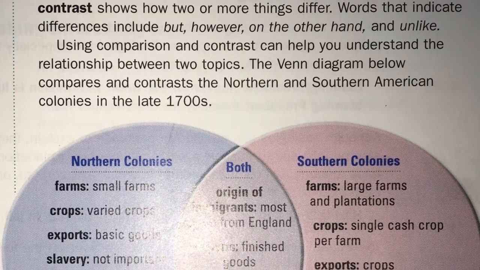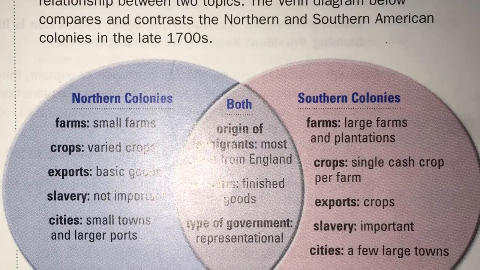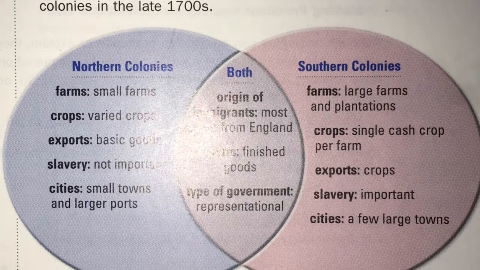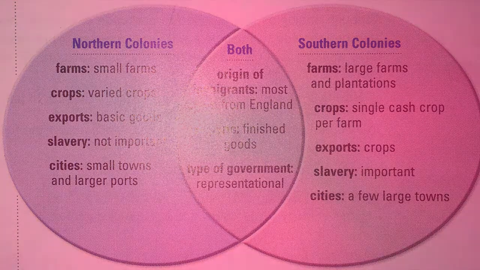Words that indicate differences include but, however, on the other hand, and unlike. Using comparison and contrast can help you understand the relationship between two topics. The Venn diagram below compares and contrasts the northern and southern American colonies in the late 1700s. The circle on the left compares the northern colonies as far as farms, crops, exports, slavery, and cities. And the circle on the right compares the same, but for the southern colonies. In the middle, we see what both of them have in common.